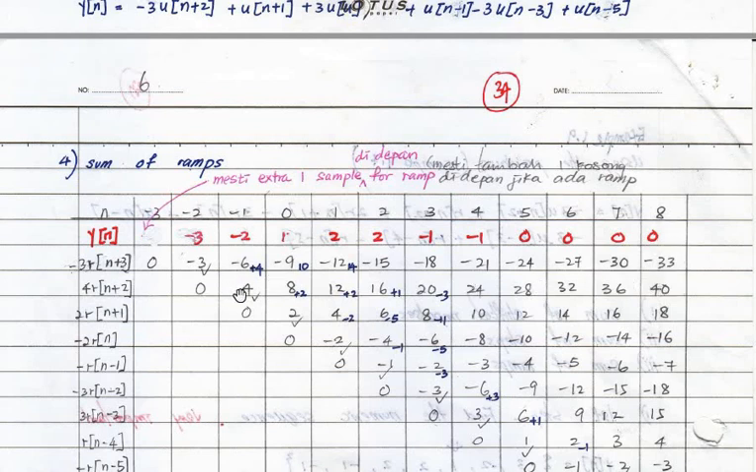And then next. Okay, now next one, this one is negative 9 and 8. So negative 9 plus with 8, what do you get?